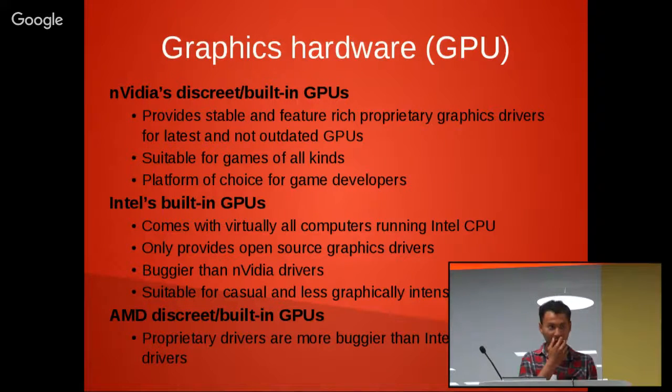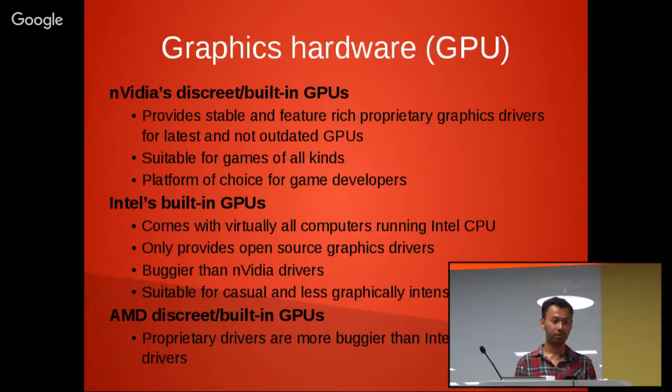Again, you have three options mainly for graphics hardware, the GPU, which will provide the shiny 3D graphics for your games. You can buy from nVidia, Intel or AMD. nVidia hardware is pretty decent, but the drivers are what we are interested in. Their drivers are pretty rich and suitable for all kinds of games. If you want to play the latest games, you should definitely pick nVidia graphics cards and install nVidia proprietary drivers.